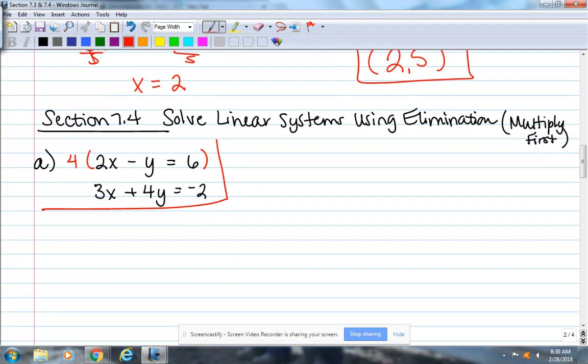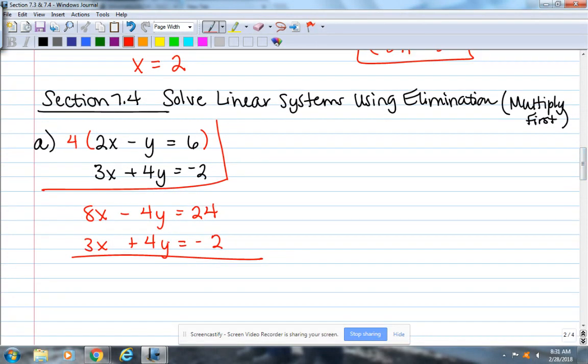So let's do that. What's 4 times 2x? What is 4 times negative y? Equals what's 4 times 6? 24. You got to multiply all 3 terms. So the second row I'm just going to copy. Now if you do that and the variable's not ready to cancel out, start over. We got to have a variable canceling out after we multiply. So these are opposite y's, so we can cancel those. And then I'm going to add my x's and add my constants.